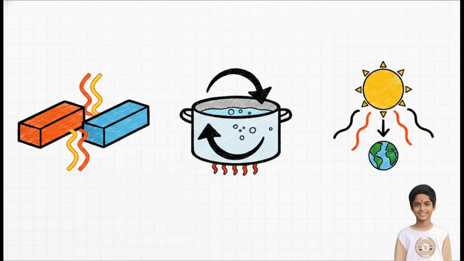Second, we've got convection, which is all about liquids and gases. This is actually the amazing process responsible for sea breezes and land breezes. Hot fluids rise up, cold fluids sink down. And third is radiation. This is how the heat from the sun reaches us here on Earth. It travels via electromagnetic waves, which means, get this, it doesn't even need a medium to travel through. It can travel right through the vacuum of space.